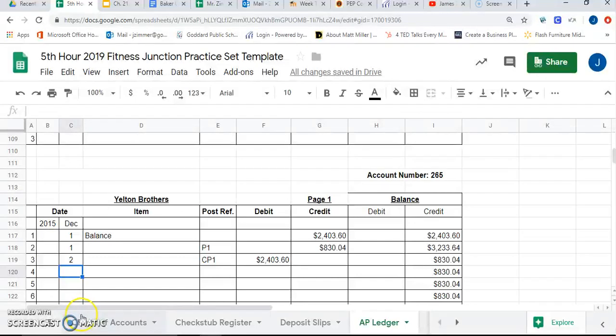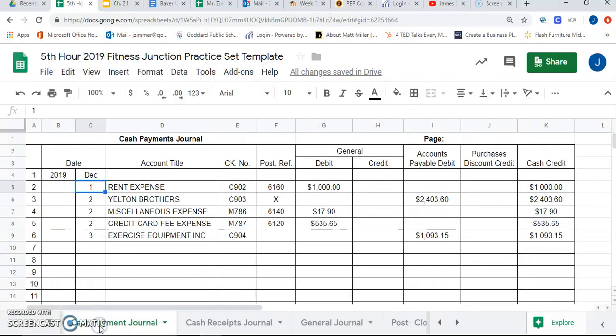A piece of information I'd left out was that anytime you issue a check, you need to record that amount in your check stub register. So previously, in our cash payments journal, we have done the rent expense, we have done Yelton Brothers, but we didn't put it in the check stub register. So I'm going to go back to the check stub register.